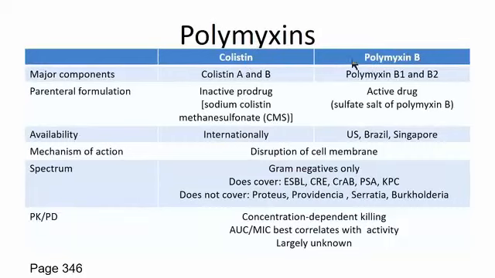It really seems like if you're from the East Coast or New York City particularly, you use polymyxin B. Everywhere else in the country, we use colistin. I don't really know why. So colistin is also available internationally, whereas polymyxin B is only available in the US, Brazil, and Singapore.